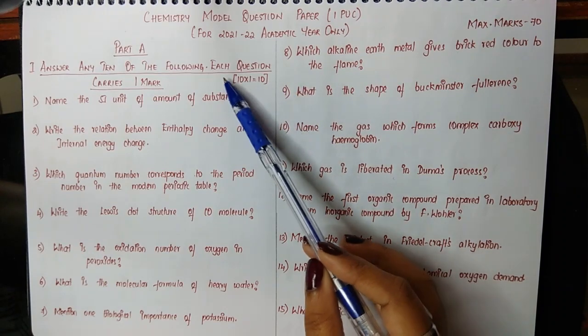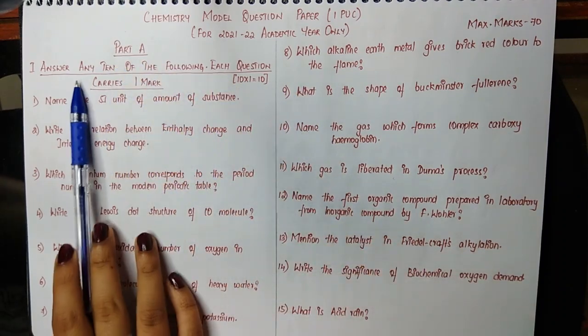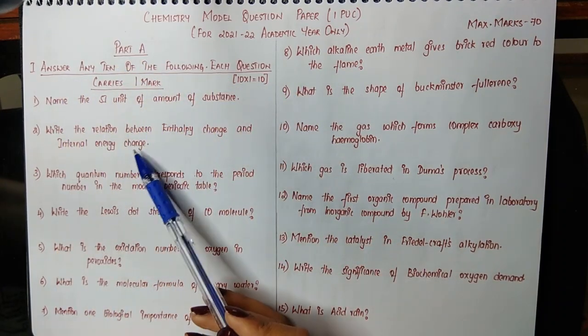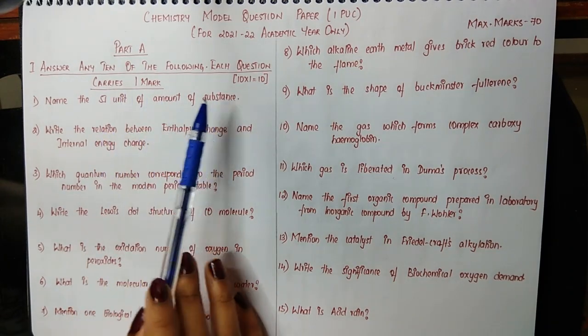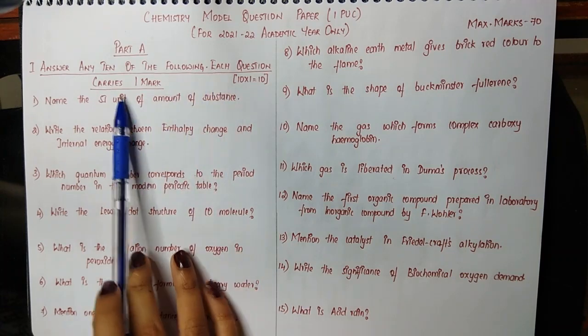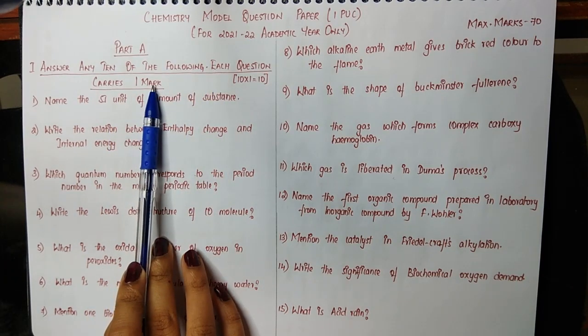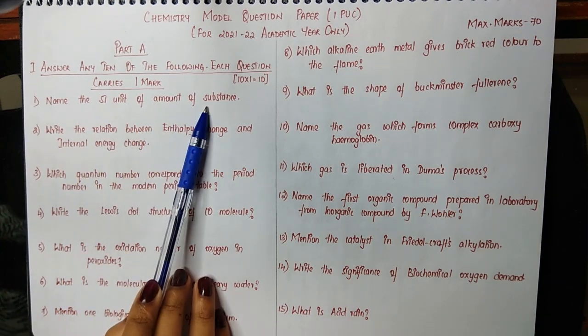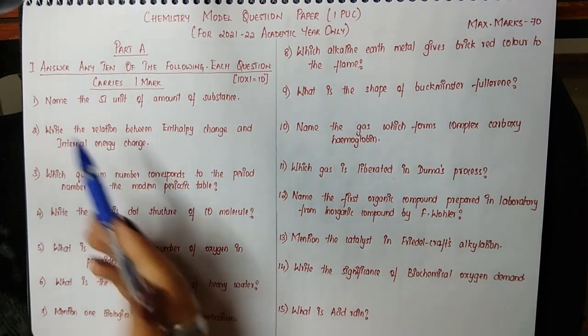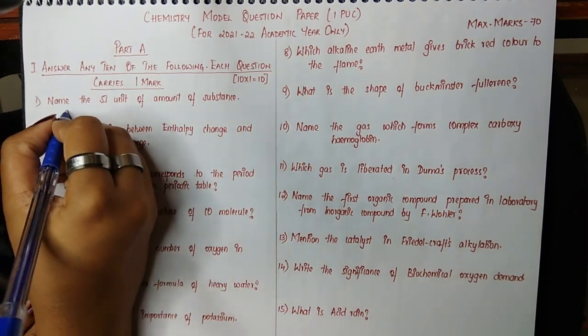So here we are going to start with part A. In part A, it's going to be a mixture of physical chemistry, inorganic and organic chemistry. In this, we can answer any 10 questions and each question carries 1 mark. So here the first question is, name the SI unit of amount of a substance. The answer is mole.